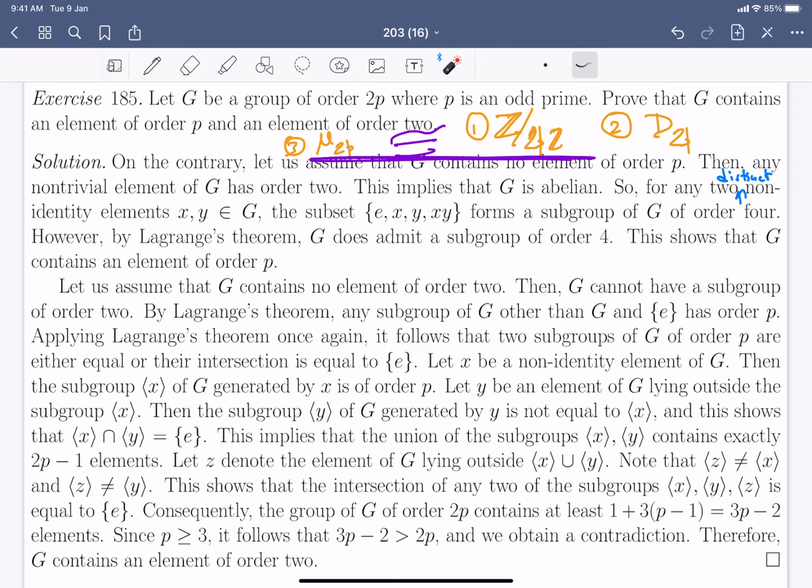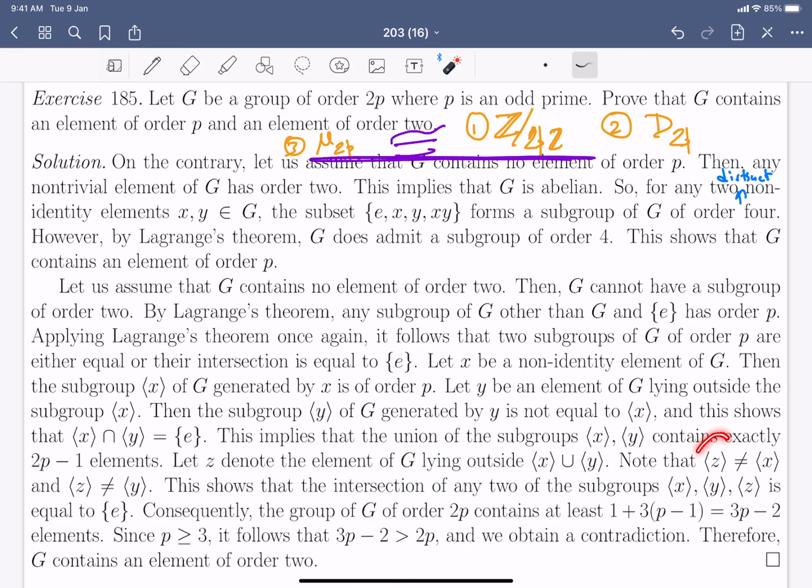Now again note that the ambient group G is larger than the union, right? Because the union has 2P minus 1 elements and the ambient group G has 2P elements. So in fact there is only one element of G that lies outside this union, so you pick it. Okay, that is denoted by Z.